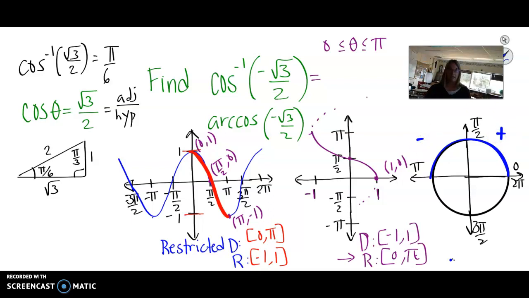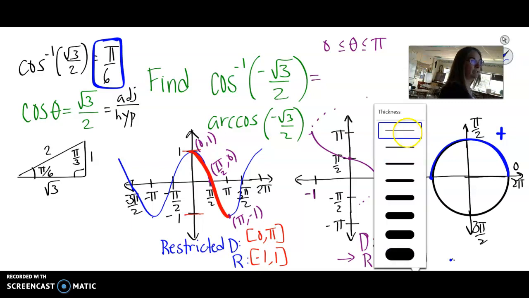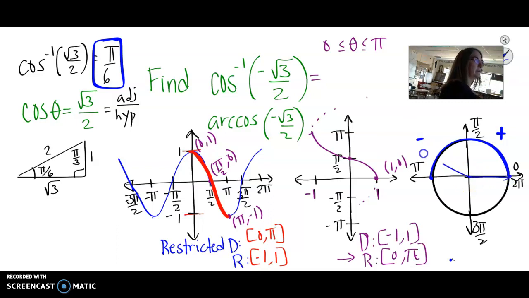So if we're talking about a negative square root of 3 over 2, it's going to be a multiple of pi over 6. And think about what angle, after it's been simplified, in quadrant 2 is going to be a multiple of pi over 6, and that angle would be, hopefully you know it, 5 pi over 6.